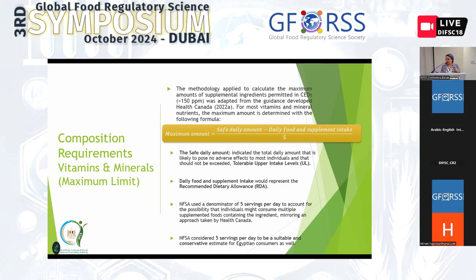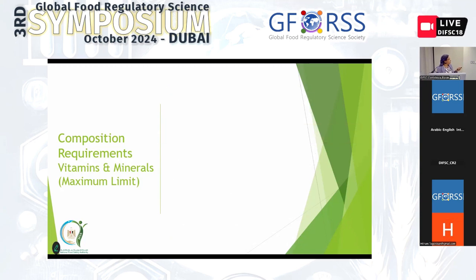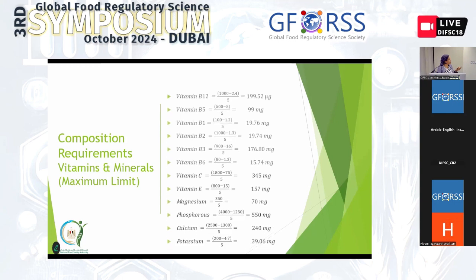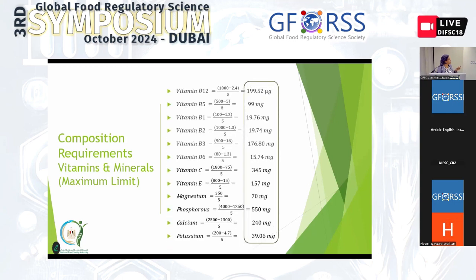And when we chose 5, we thought that would be reasonable for the Egyptian population. That represents 5 times that the population can take any of these vitamins from other sources other than this energy drink. So we used this methodology for assessing the maximum requirement for vitamins and minerals, and we reached these figures for the different vitamins and minerals.